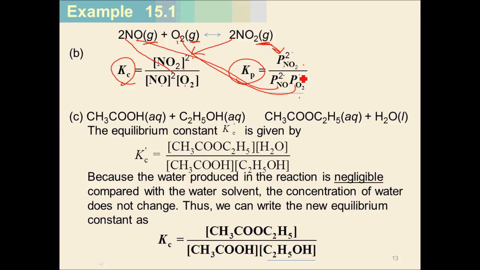In letter C, when we had our acetate and ethanol, which would lead to our CH3COOC2H5 and water, the equilibrium constant, we don't have gases, so we would just solve for Kc, and we would have the products raised to the power of their coefficients divided by the reactants raised to the power of their coefficients. But again, water produced is negligible compared to the water solvent, so the concentration of the water does not change, and you just drop the water's expression out. So we would take the concentration of just our one product over the concentration of our two reactants.